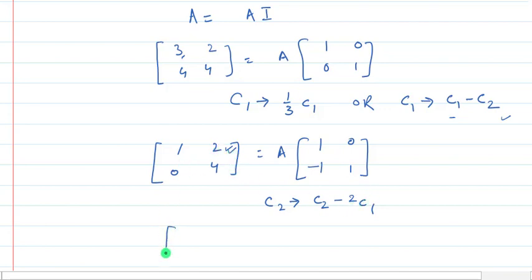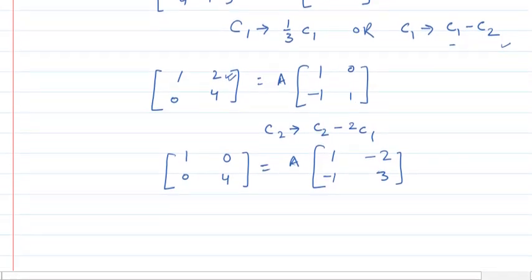So after applying this, we are getting 1, 0 in first column, no change in column 1. Column 2 will turn to 0 over here because 2 minus 2 is 0, and here 4 minus 2 times 0 is again 4, is equal to A into no change in column 1, and column 2 changes to 0 minus twice of 1, that is minus 2, and here 1 minus twice of minus 1. So we are getting 3 here.